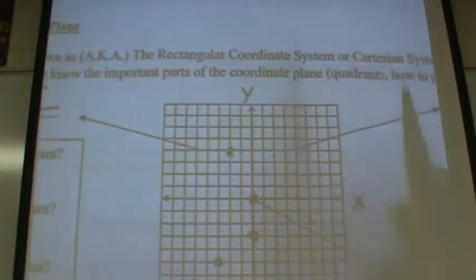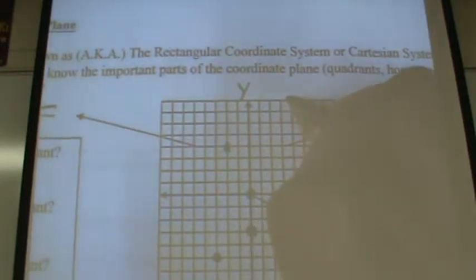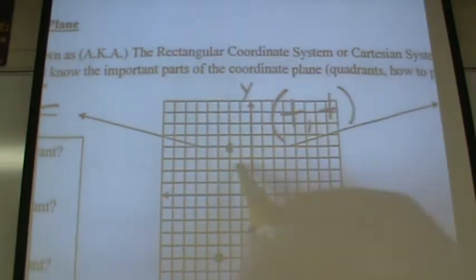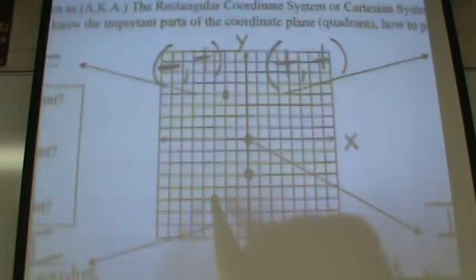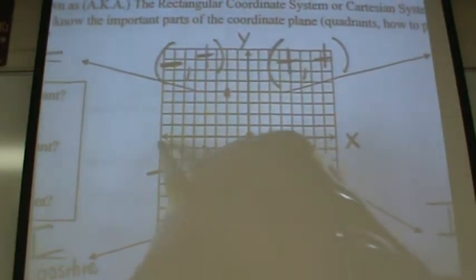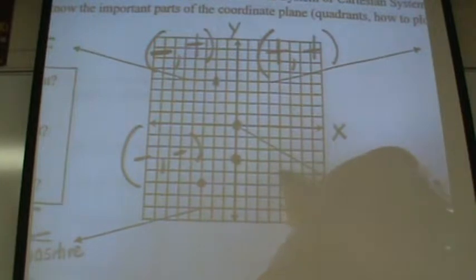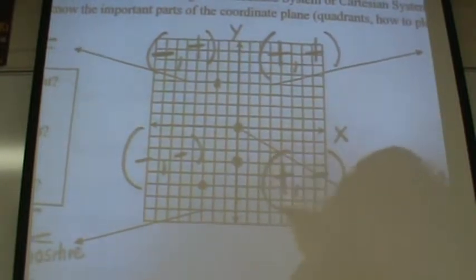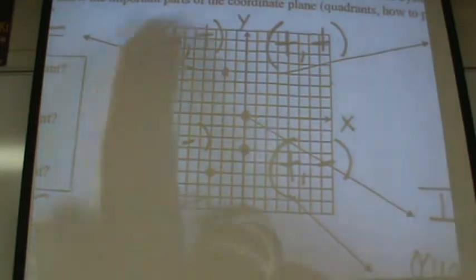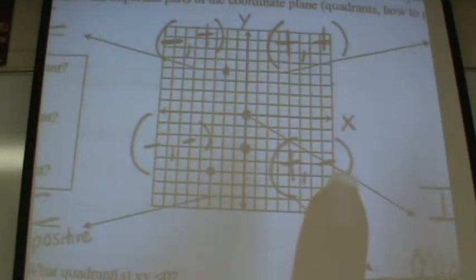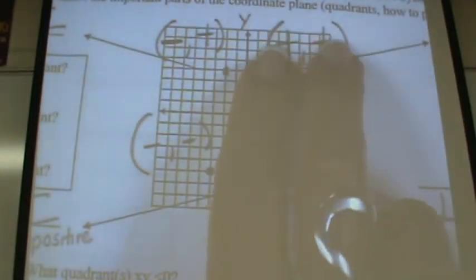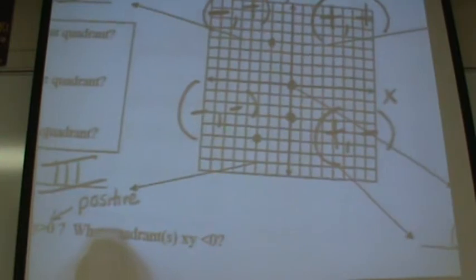So let's look at these quadrants. In quadrant 1, the x values are what? Positive or negative? And what are the y's? Positive. How about quadrant 2? X's are negative and y's are positive. In quadrant 3, they're both negative, right? And in quadrant 4, it's positive x, negative y. So, look at these. We've got x and y, x and y, x and y, x and y. Tell me in what quadrant, if you were to multiply these types of numbers, would give you a positive number.